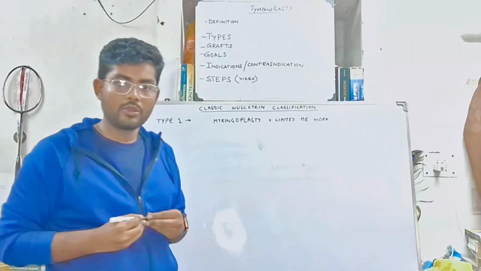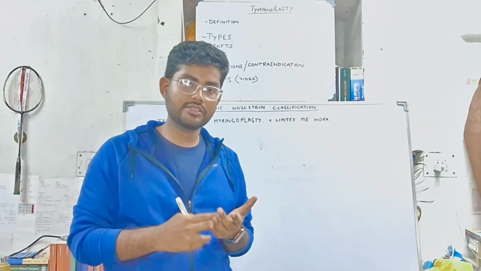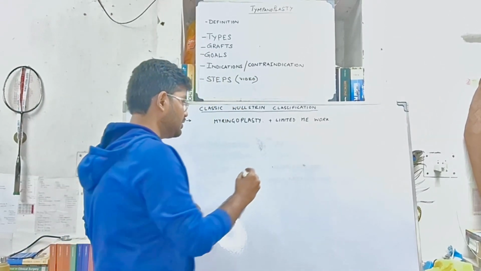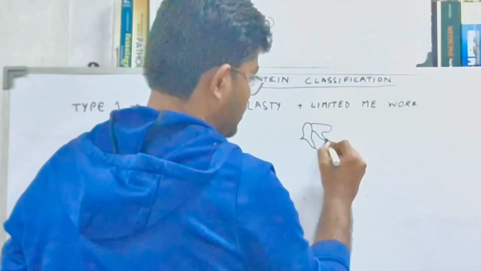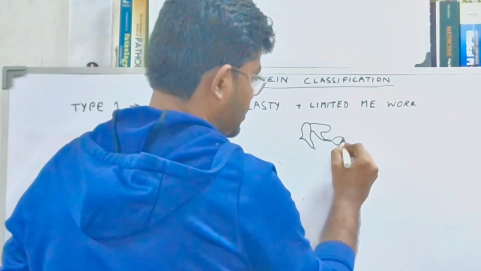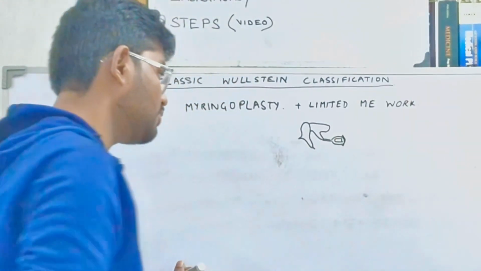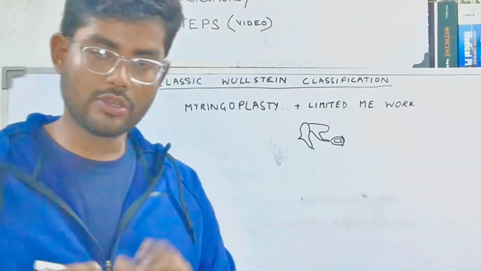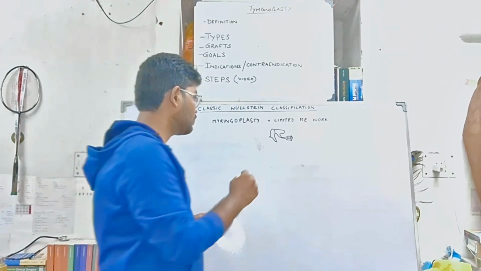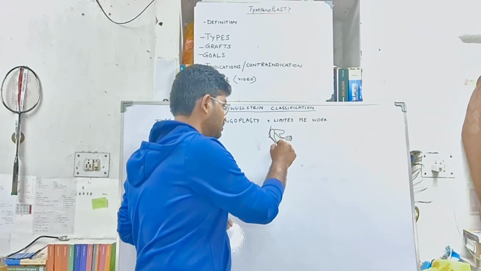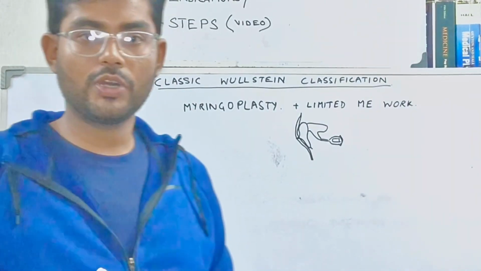Now here the important thing to note is, as I mentioned before, malleus, incus and stapes, all the 3 ossicles are intact. So this would be your malleus, this is your incus, and after that there is stapes. So this is the oval window, the footplate of stapes and oval window. So since all the 3 ossicles are intact, the graft will be placed over the malleus here. So this is where we will place the graft. So this is type 1 tympanoplasty.